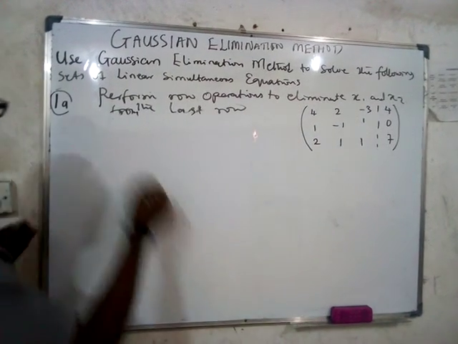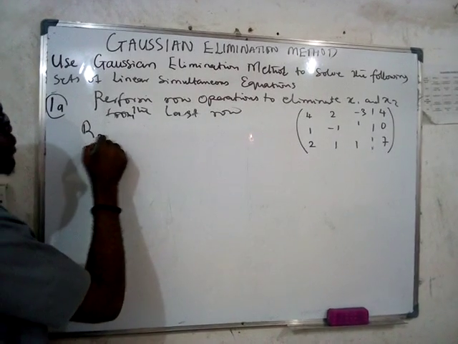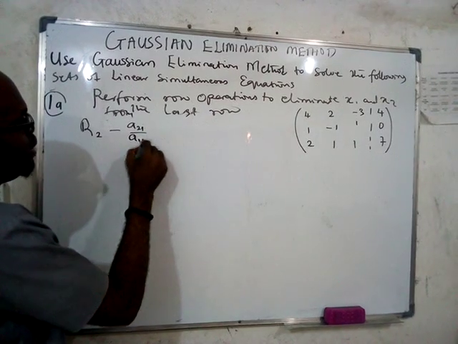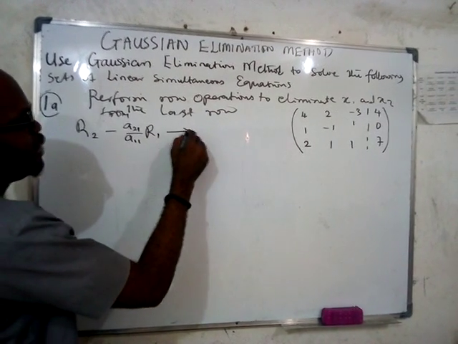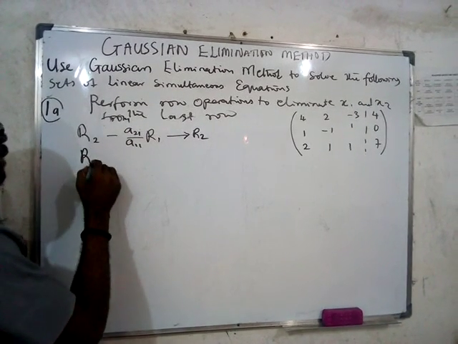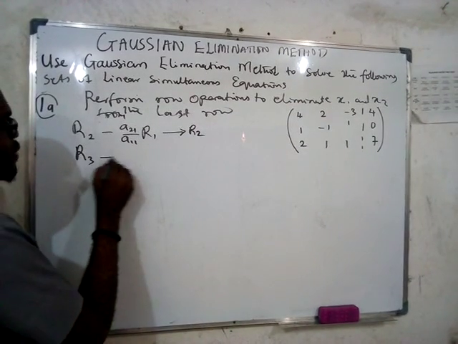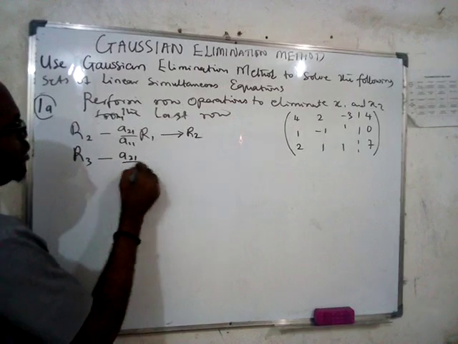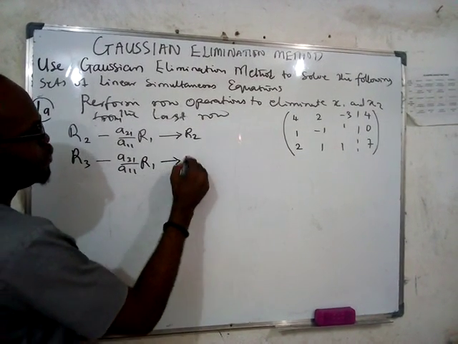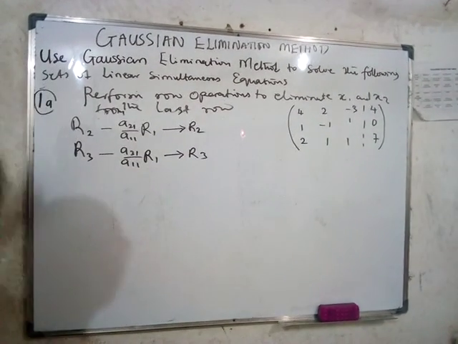So how do we go about it? To replace the second row, we use R2 minus a21 all over a11 R1. We use it to form a new row 2. And we'll do the same for row 3, this row. If you want to eliminate this and this, just use R3 minus a31 all over a11 times R1 to give you the new row 3. So we're going to perform these actions on each of them so that we'll see what we'll get.